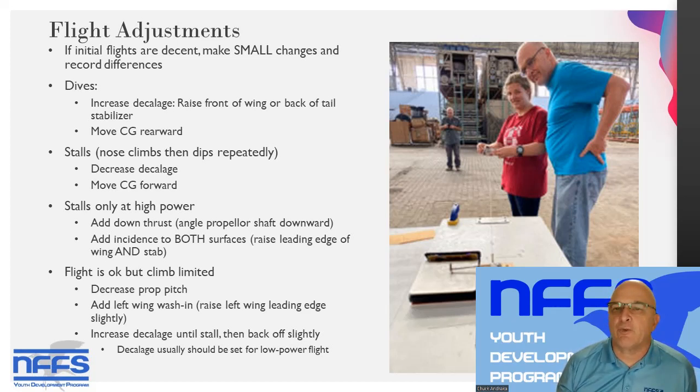If the plane tends to race in a circle with the left wing low, or even dive into the ground with a left wing low, add left wing wash-in. Twist the wing so the left wing is higher than the right wing on the leading edge.